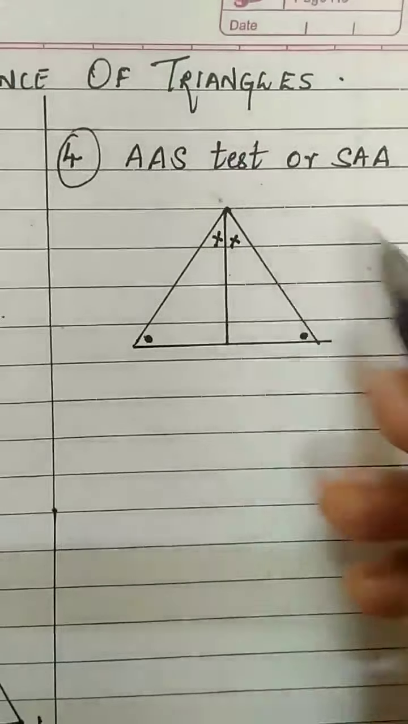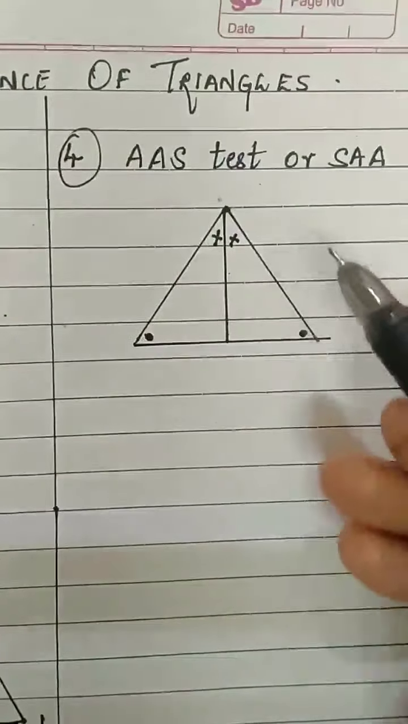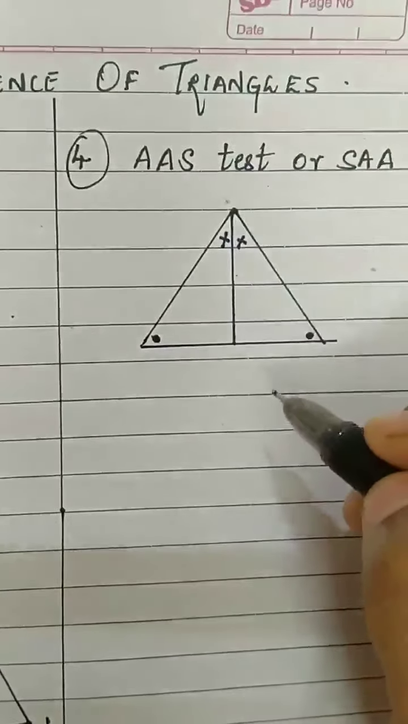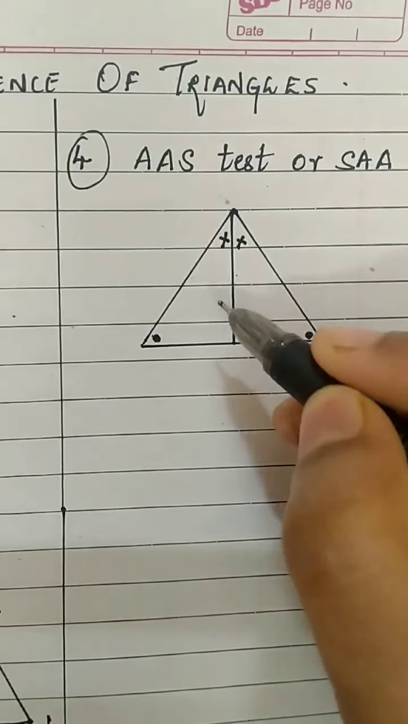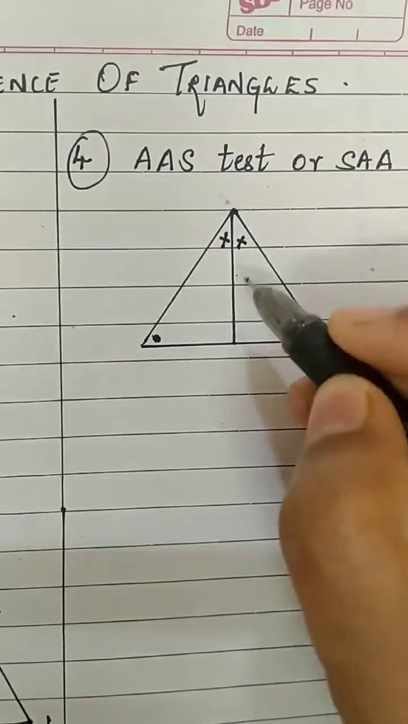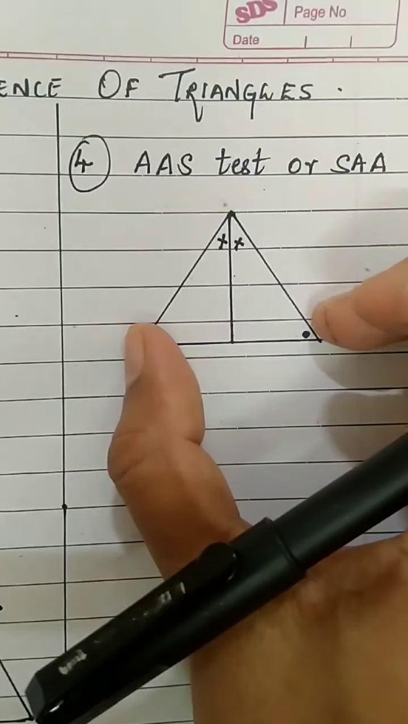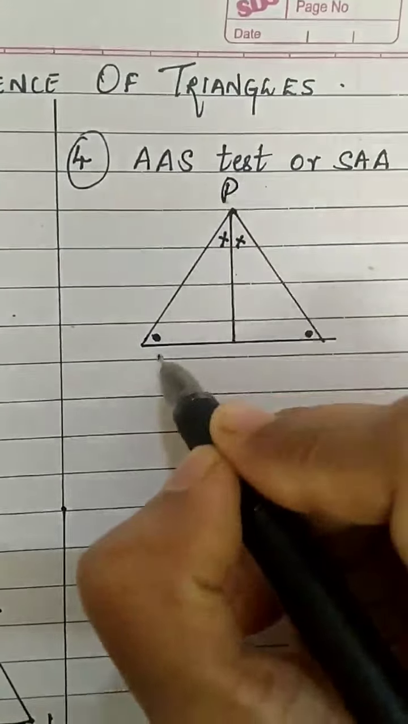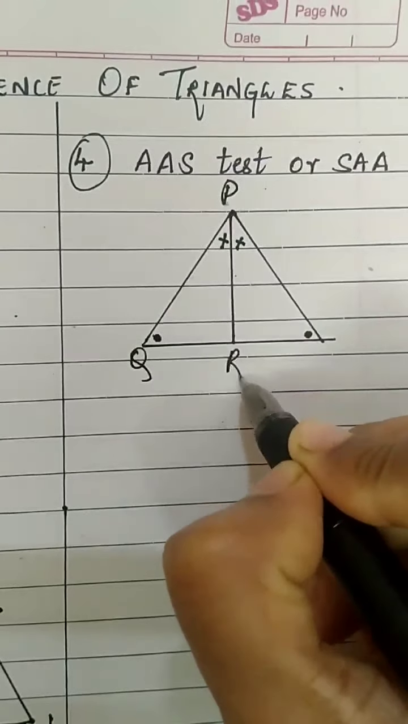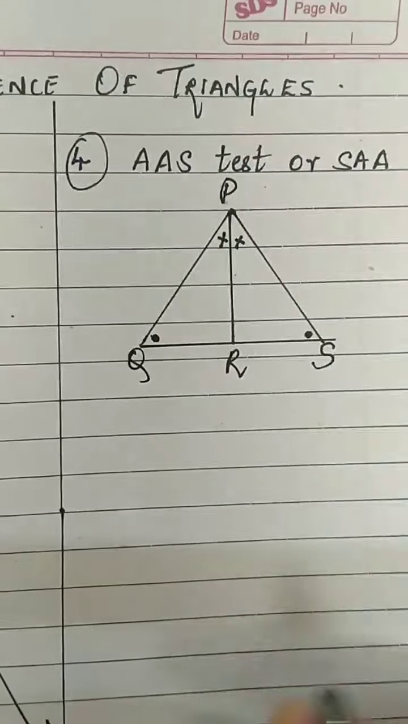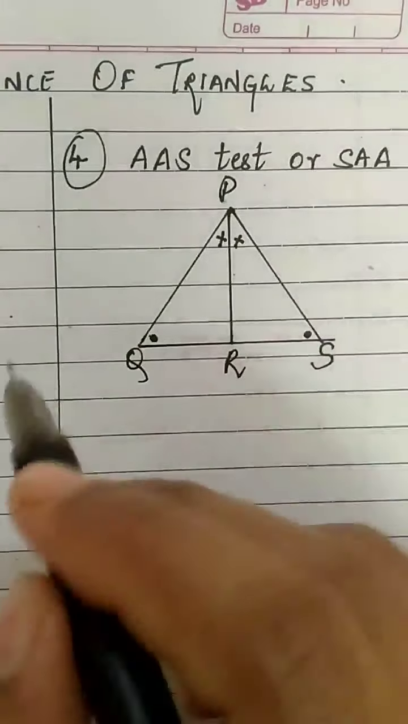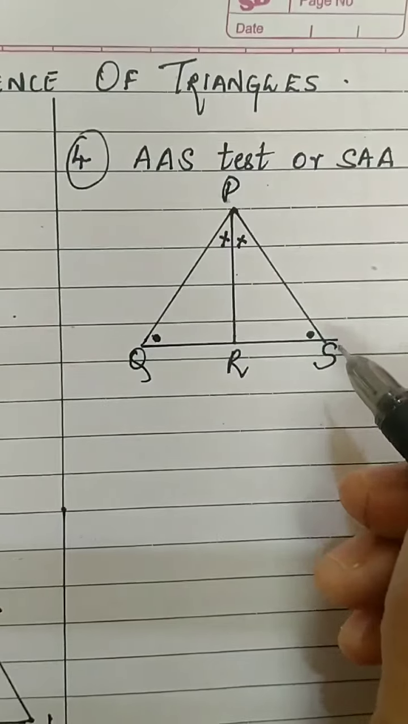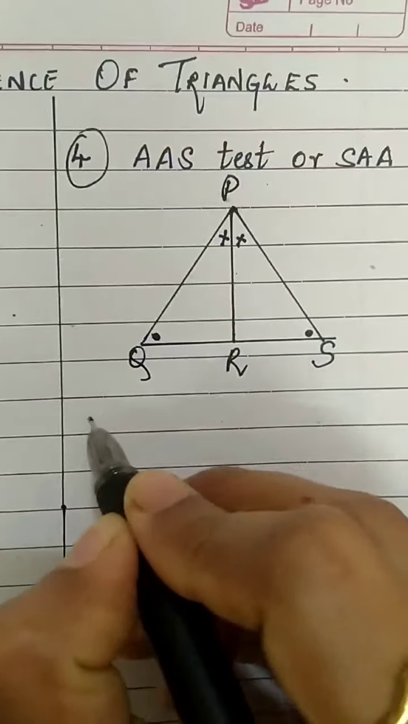Coming on to the fourth type of congruence test. Just see children, now this figure is different from the other. The remaining figures, how did we learn? Two separate triangles. Now here I have named the two. Here in this figure also you have two triangles, but it is joined. How will we name these two triangles? Suppose the name of the triangle is PQR and here you have an S. So we can break this into triangle PRQ and triangle PRS.